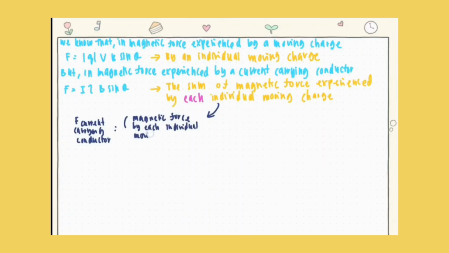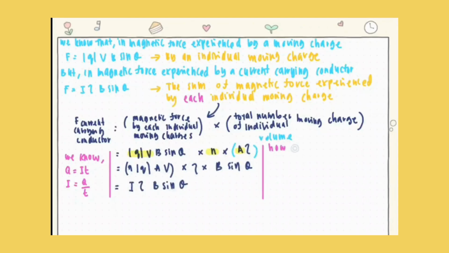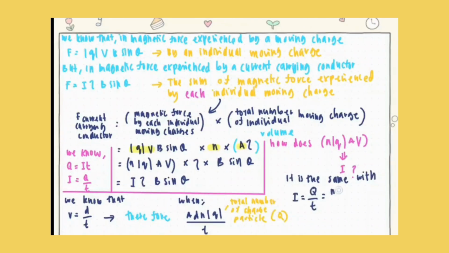Here, the magnetic force equals the magnetic force on each individual moving charge times the number of moving charges itself. When the formula is rearranged, the part that I've highlighted before will be the total number of charged particles, which is the capital Q. So we all know that I equals Q over t, thus I equals nqAv over t.